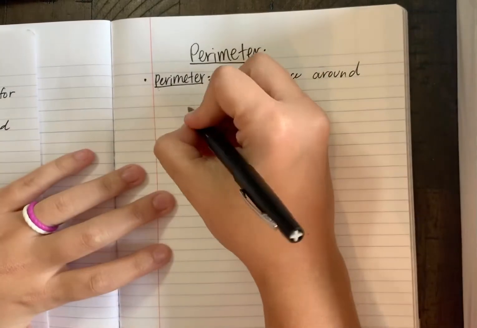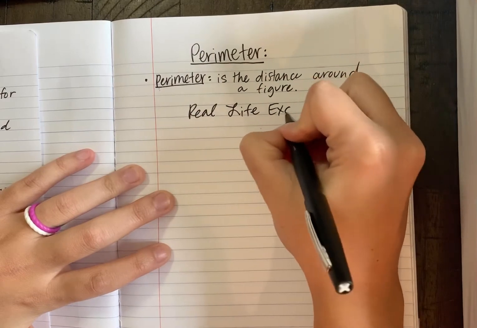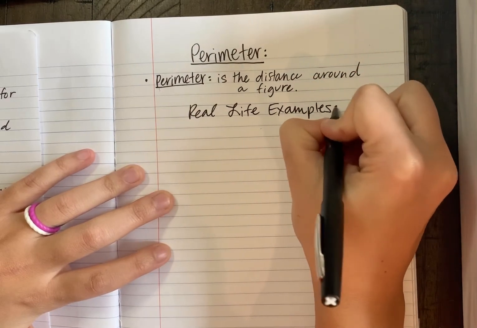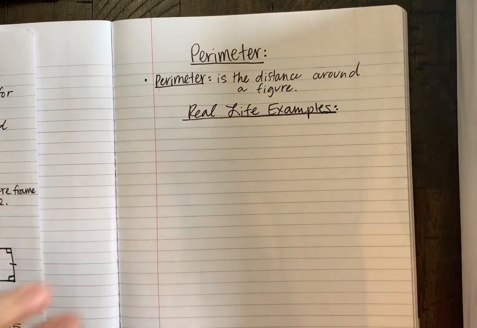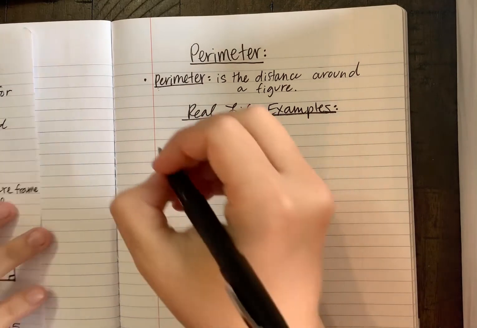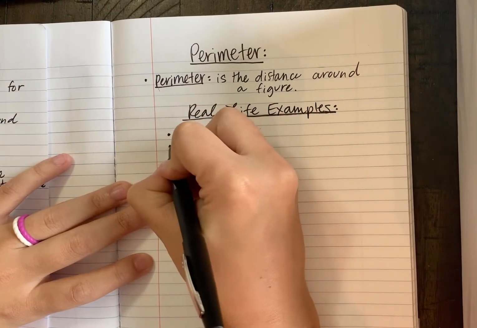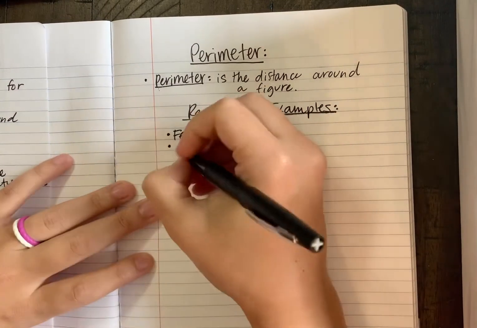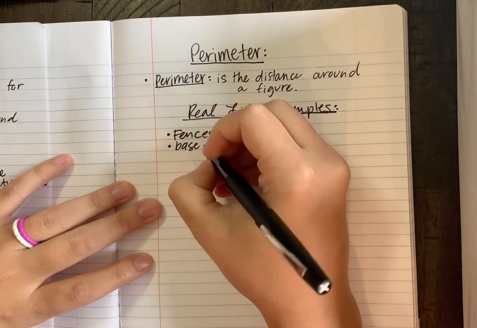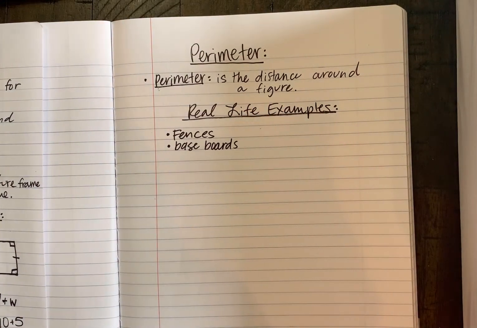All right, so let's think of some real life examples of perimeter. This just means where you would use perimeter in your real life, where you would see it, when you might have to figure out the perimeter. A really popular one would be fences, like in your backyard. Baseboards, that is whenever the wall meets the floor. There's usually a little piece of wood or plastic or rubber of some sort, and that's the baseboard.